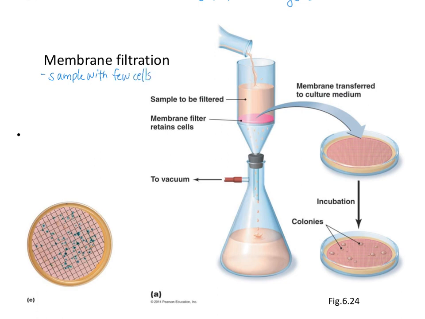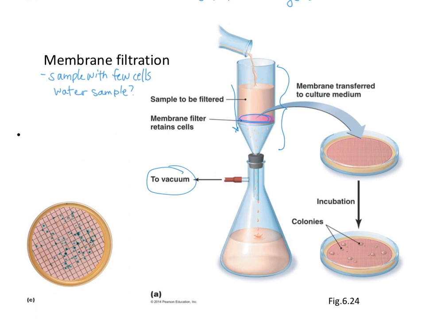So most often this is going to be some kind of water sample where you would have to concentrate it in order to get a countable number. So we would pour that water sample into some kind of vacuum system. There's a membrane right in here that we're going to run that water sample through.